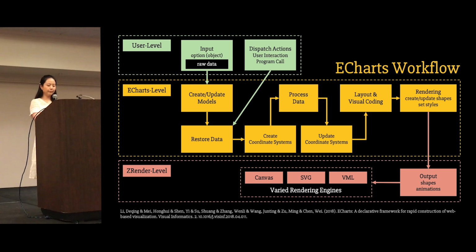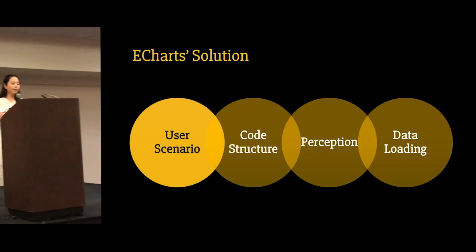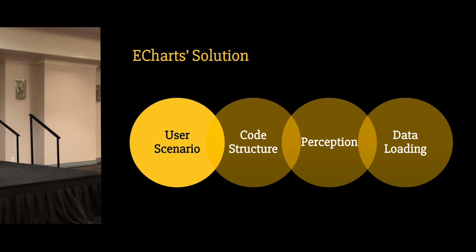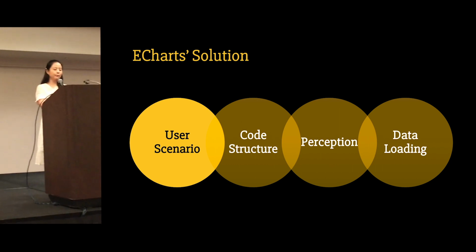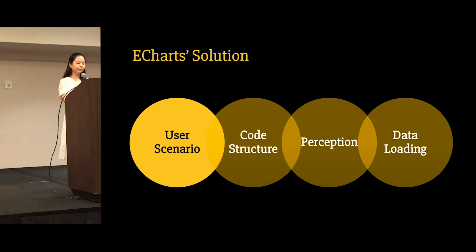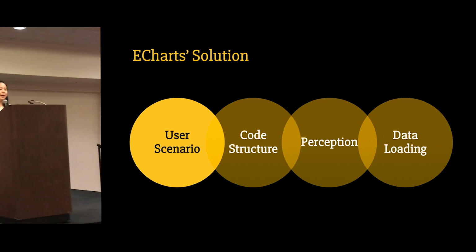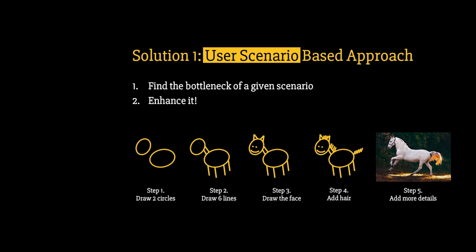From the experience of developing ECharts, we came up with a solution to speed up the rendering process with the following 4 aspects. The first is called the user scenario-based approach. Basically, this means we need to find the bottleneck of a given scenario and enhance it.